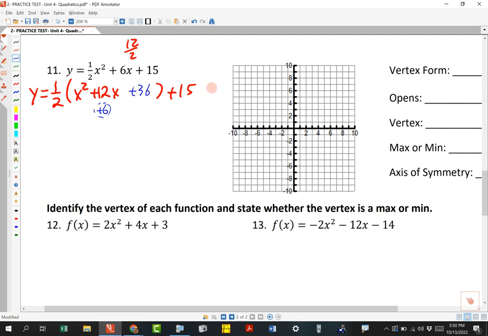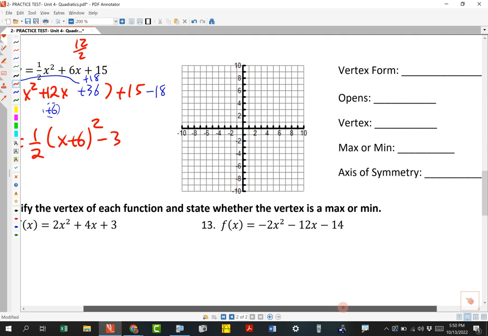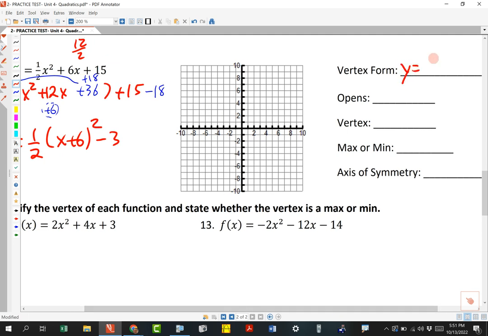But before I compensate over here, I have to consider the fact that out in front of this set of parentheses is a 1/2. So what I really did is only add 18 to this side. So I'm going to compensate by subtracting 18. Here's what I end up with: y equals 1/2, and then I've got an x plus 6, quantity squared, and then this is a -3. It turns out on this one, it works out to be pretty nice. So this is y equals 1/2, plus 6, and then that's squared, and then -3.